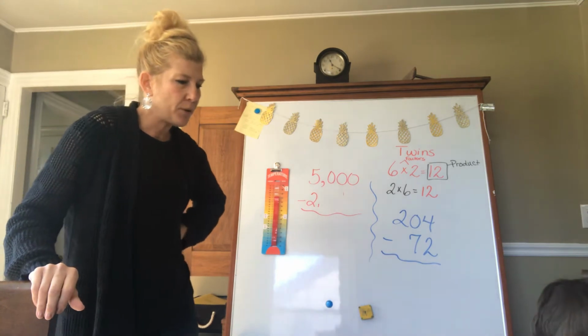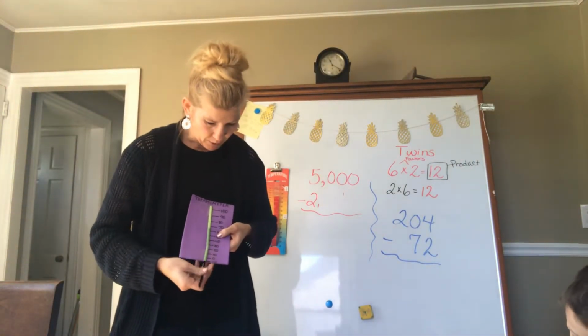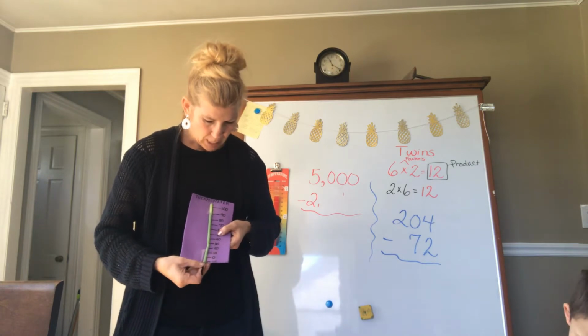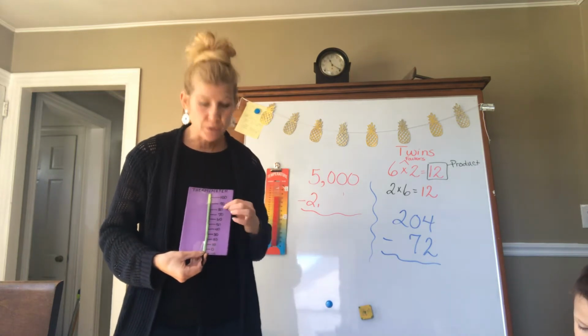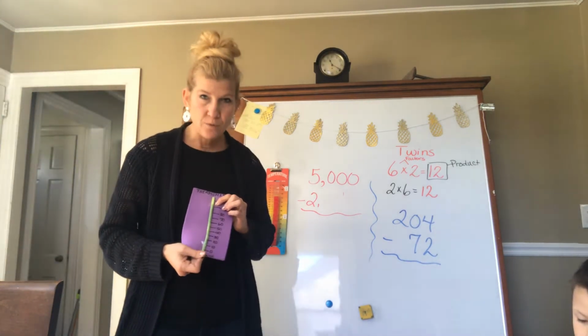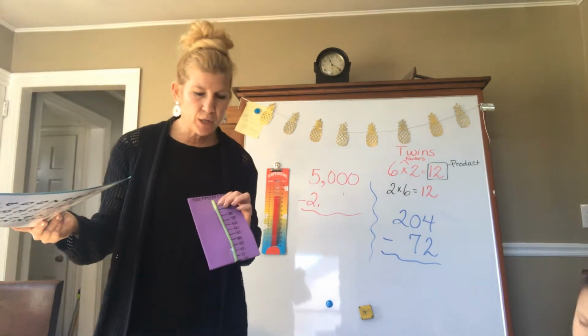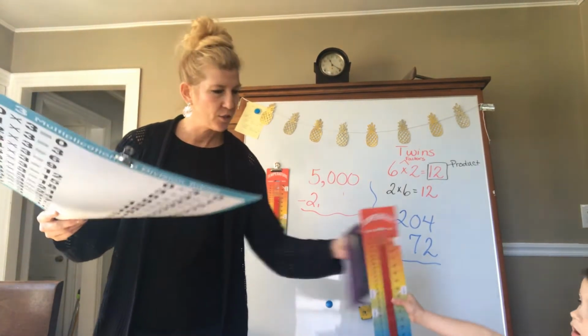Set your thermometer for 86 degrees. If I have 86 degrees, I'm going to go up to 80, and then I count by 2s. The first line I say 82. The next line, 84. And the last line, 86. So your third line up would be 86 degrees.